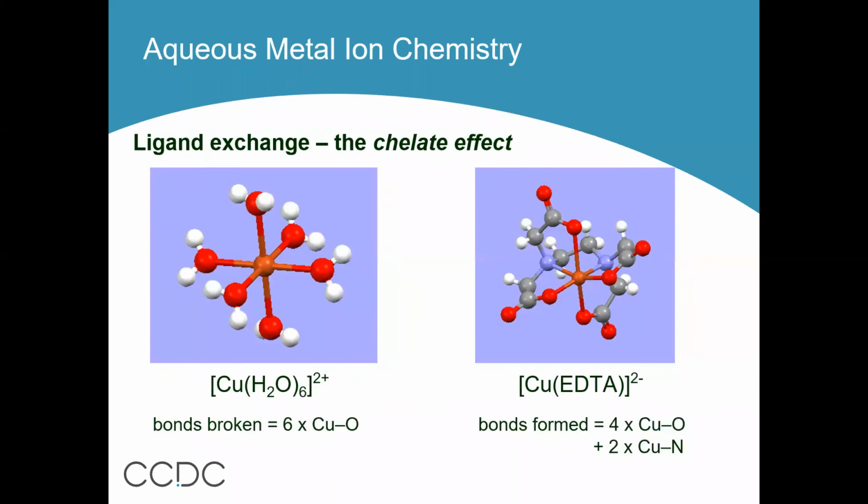So there's your [Cu(H2O)6]2+. You're breaking 6 copper-oxygen bonds to take those 6 waters off. To put EDTA on, you're forming 4 copper-oxygen bonds, so they'll have exactly the same energy. And the 2 copper-nitrogen bonds have a fairly similar bond dissociation enthalpy. So overall, the delta H for that process is very, very close to 0. There's very little enthalpy change at all. You're breaking 6 Cu-O and forming 4 Cu-O and 2 Cu-N.